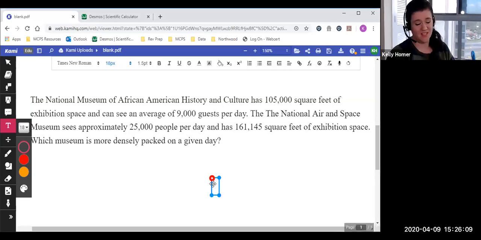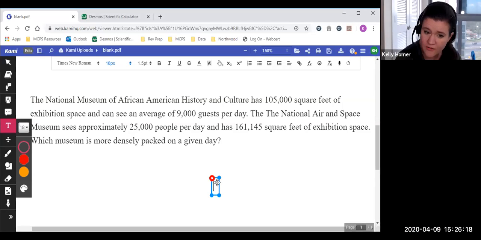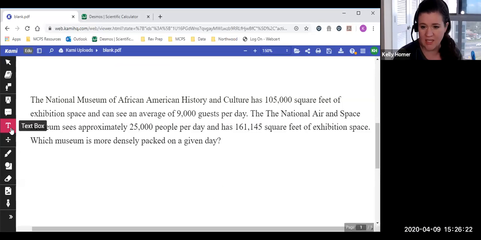So here's the question. It was hard to find an actual thing. Not hard, but it took me a minute. The National Museum of African American History and Culture has 105,000 square feet of exhibition space and sees an average of 9,000 guests per day. Just found this in a random Google search, so hopefully it's true.